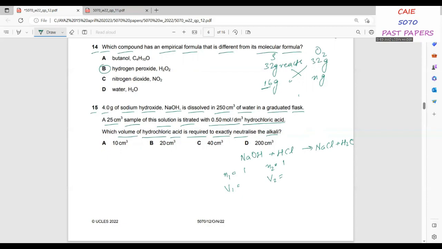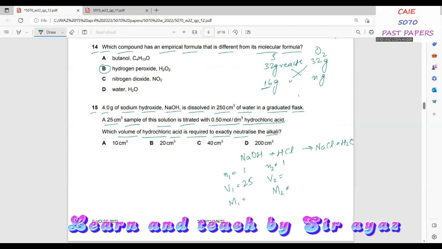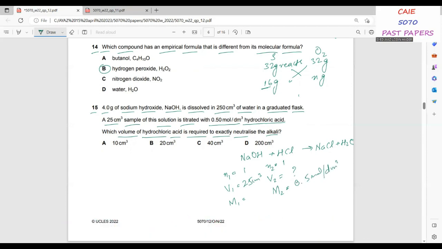The concentration in mol per dm3 for NaOH will be labeled as M1, and for HCl as M2. Now let's place the values. We have the volume of sodium hydroxide, that is 25 cm3. We need to calculate the volume of HCl. What about the concentration of HCl? Yes, it's provided, 0.5 mol per dm3. What about the concentration for NaOH? It's not provided. They gave 4 grams of sodium hydroxide dissolved in 250 cm3 of water.